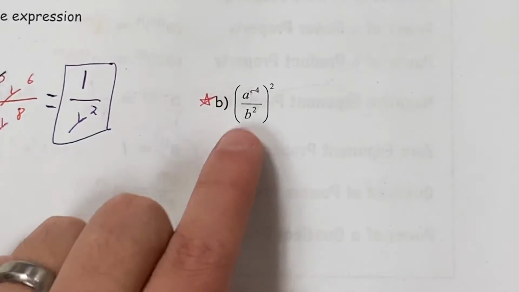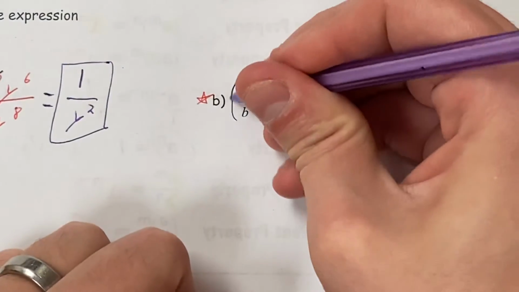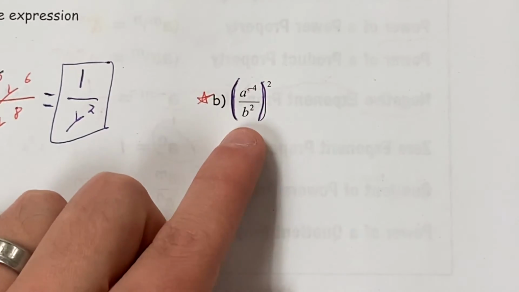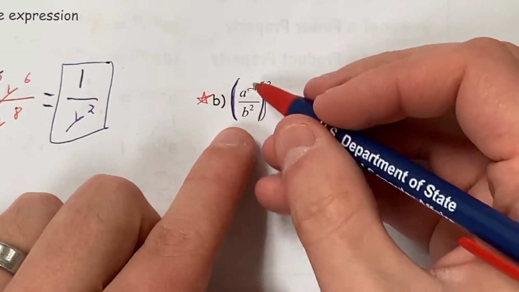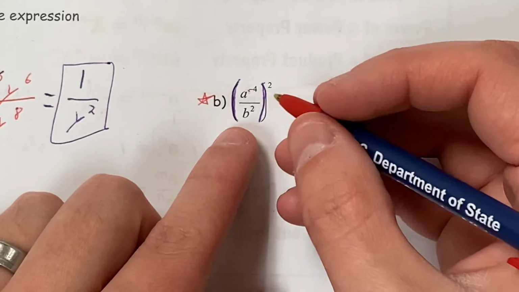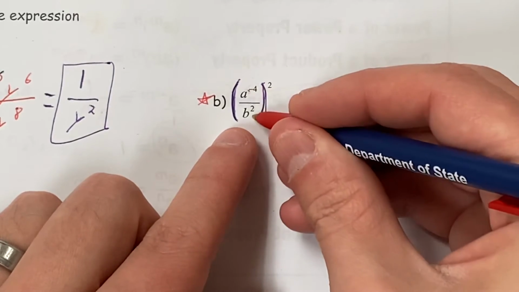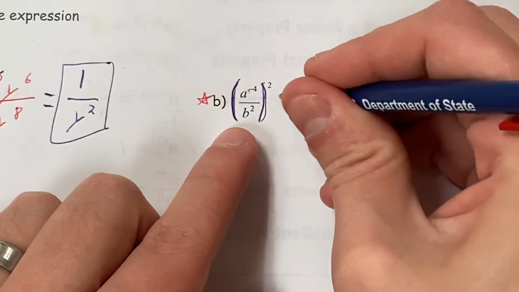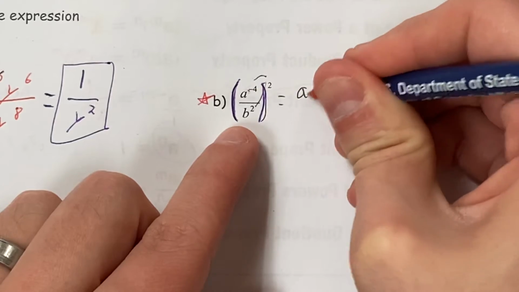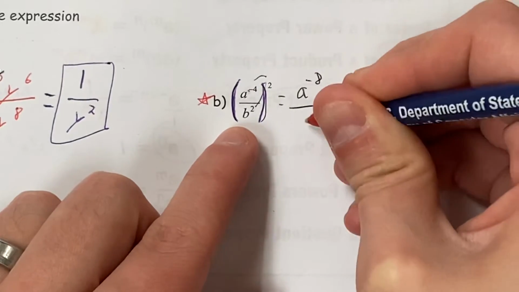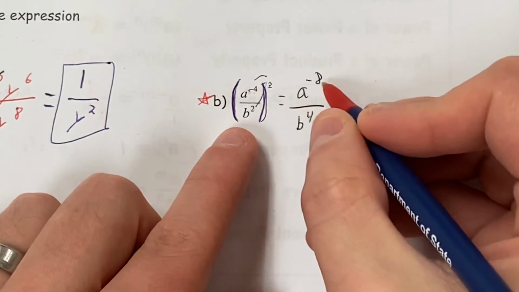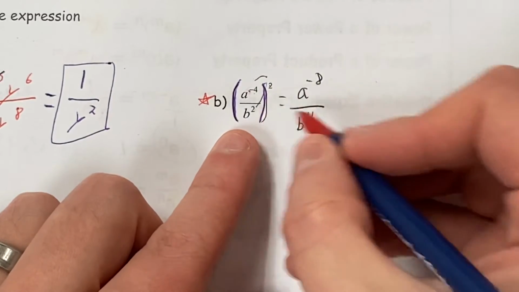For this one, this is in parentheses. You can either deal with the negative now or later. It doesn't matter. You're going to get the same answer either way. So if you want to put a to the 4th in bottom and then square it, you can. If you want to square it now, you can. I'll probably just square it now. A to the negative 8 over b to the 4th. It is multiplying. 2 times negative 4 is negative 8. 2 times 2 is 4.